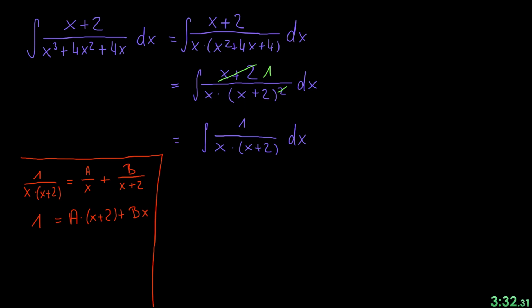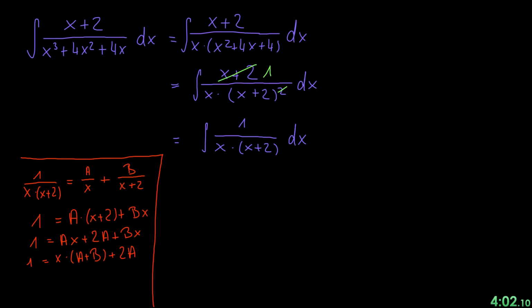Now I'm going to expand the right side. I'm going to be left with 1 is equal to ax plus 2a plus bx. Now I'm going to factor out the x on the right side. I'm going to end up with x times a plus b plus 2a.